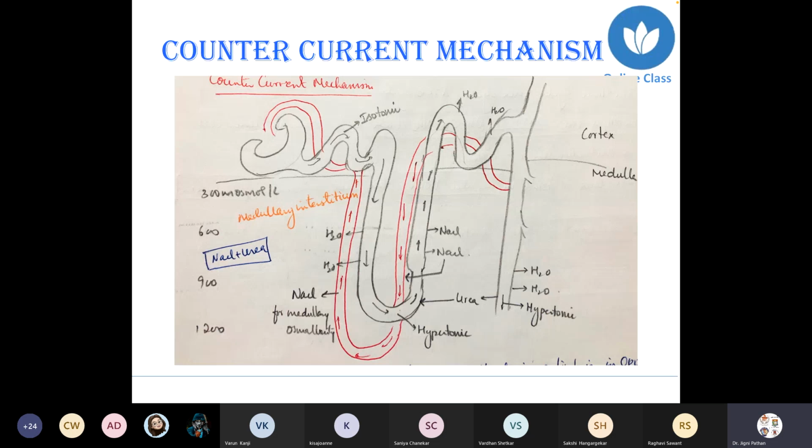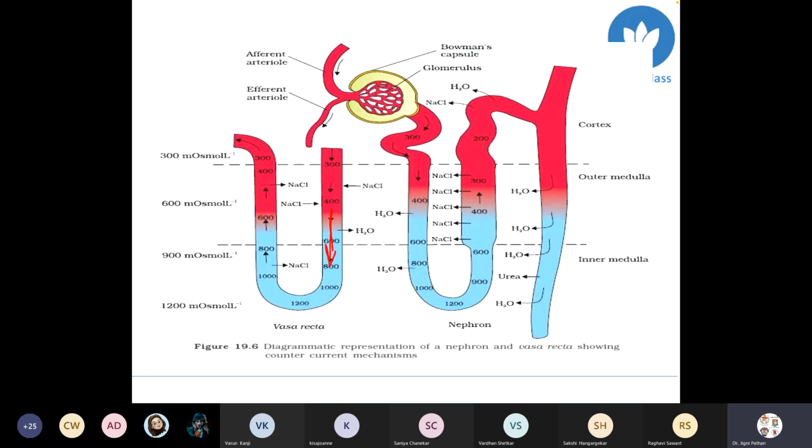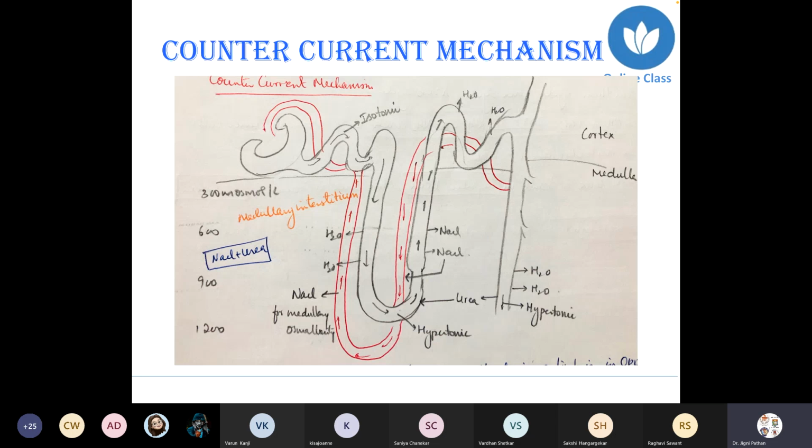If you see this diagram, can you see the diagram here? In the vasa recta, the flow is like this. Can you all see the diagram that represents the vasa recta and the countercurrent? Yes. So the flow is like this in the vasa recta, whereas the flow is like this in the loop of Henle. So counter means opposite. The flow of the filtrate is in opposite direction. Next, the medullary interstitial fluid.